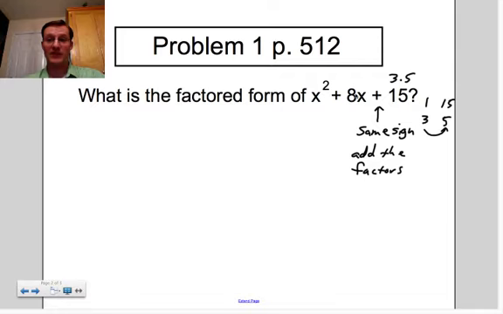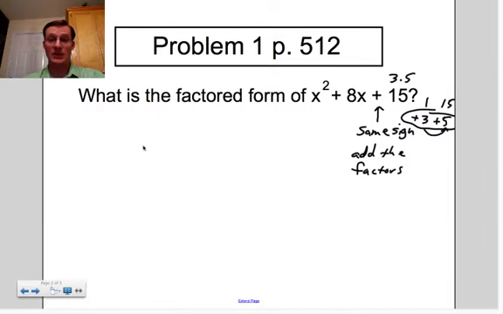Well, 1 plus 15 is 16. That's not going to work. 3 plus 5, that is 8. So this is what I'm looking for. These are my magic numbers. I need them to add up to a positive 8, so these need to be positive. They need to multiply to 15. That's the case. They need to add up to positive 8. That's the case.